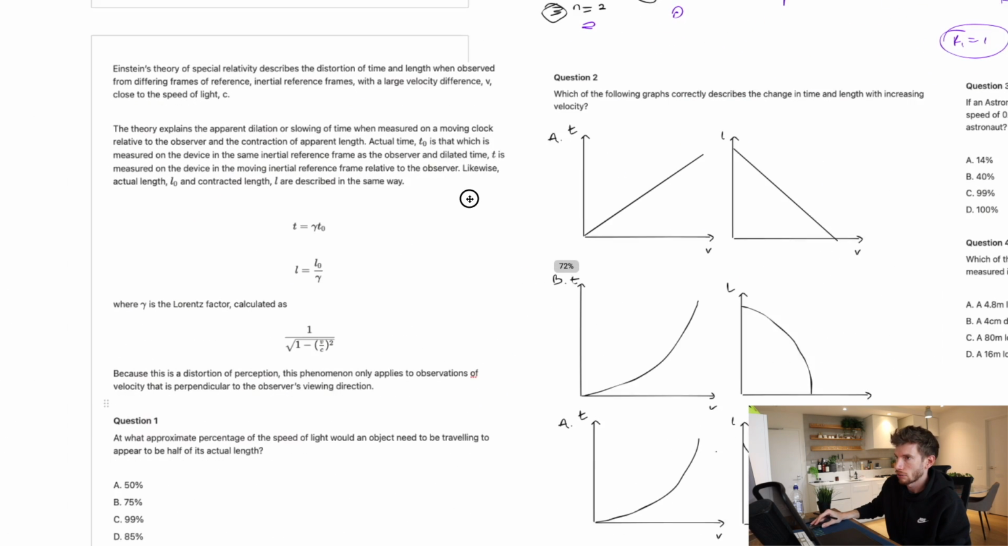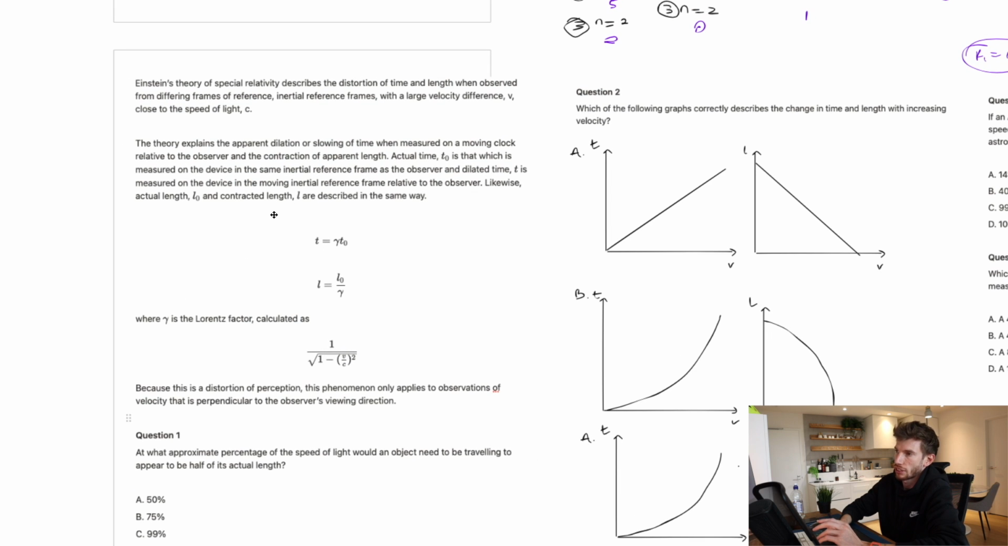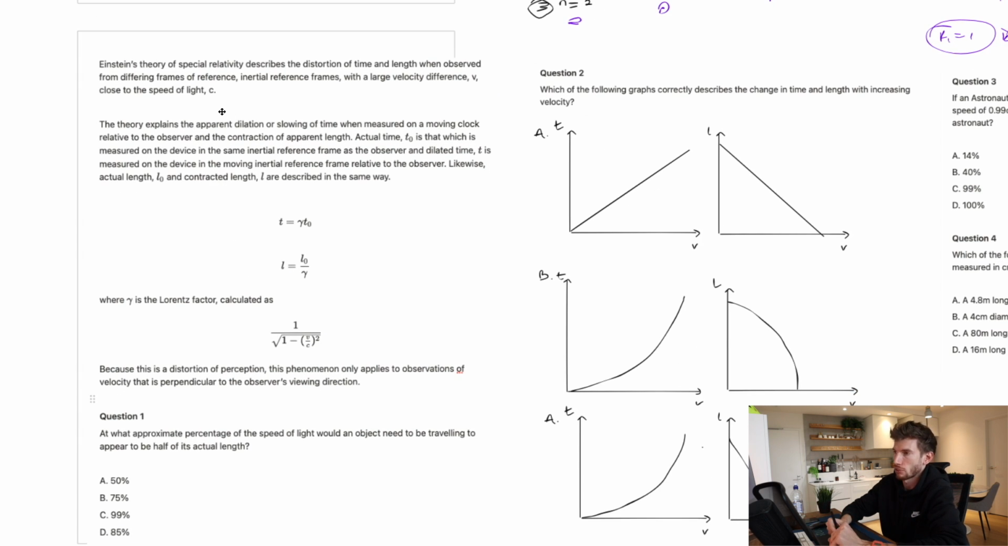All right, cool. So now we get into a heavier kind of physics stem. Although I say heavier, it's mostly on maths rather than actual knowledge of physics. So we've got Einstein's theory of special relativity. You do not need to know special relativity for the exam, at least not from what I've seen. So just follow with the stem instead. I've written here, it describes the distortion of time and length when observed from differing frames of reference called inertial reference frames, with a large velocity difference v close to the speed of light c. The theory explains the apparent dilation, or slowing, of time when measured on a moving clock relative to the observer, and the contraction of apparent length.